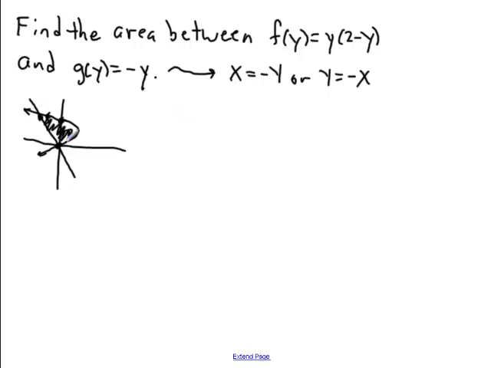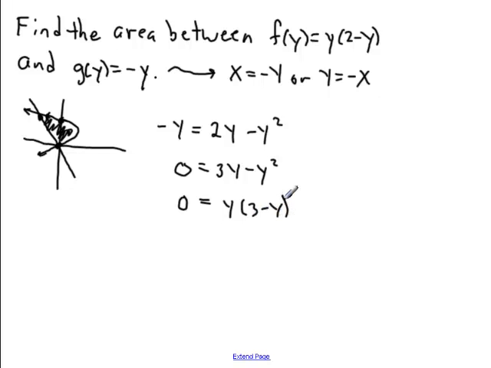So, to find both intercepts, what we have to do is set the two functions equal to one another. So we put minus y equal to, and I'm going to factor this in right now, 2y minus y squared. If I add y, I'm going to get 0 is equal to 3y minus y squared. 0 equals, take out a common factor of y, and I get y times 3 minus y. And I end up with two intercepts. I get y equals 0, as we knew, and y equals 3.